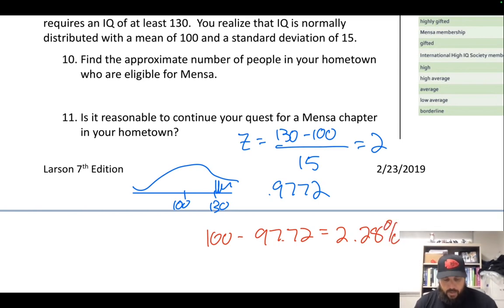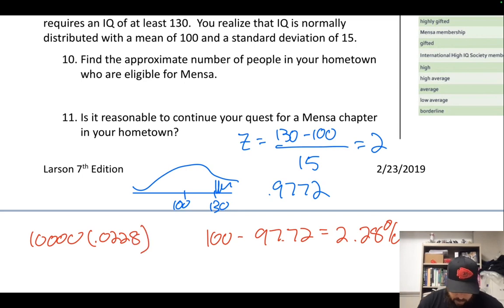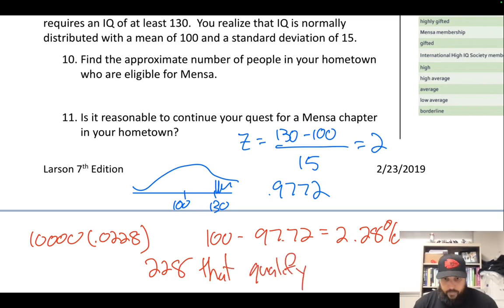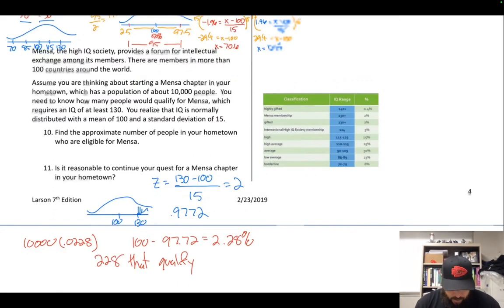Well, the question is, what's the approximate number of people? So we're going to take that, and we want 10,000. Or multiply by, we got to go decimal on this one. So there's approximately 228 people that qualify. All right, good. We're going to skip 11.